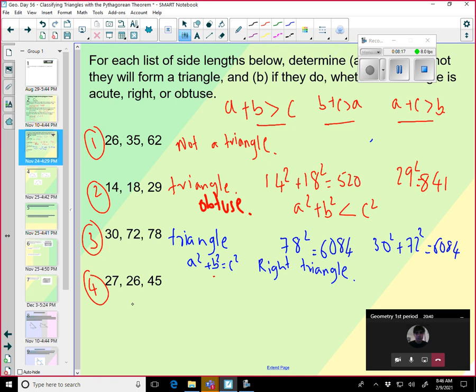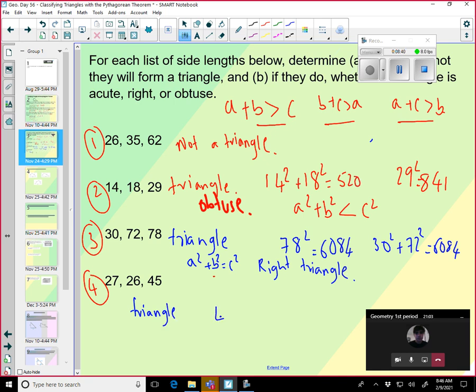Okay, let's see the last one. So once again here, 27 plus 26 is greater than 45. Obviously that is true. Same way 26 plus 45 is greater than 27, and 27 plus 45 is greater than 26. So it's a triangle. Let's see what kind of triangle it is.